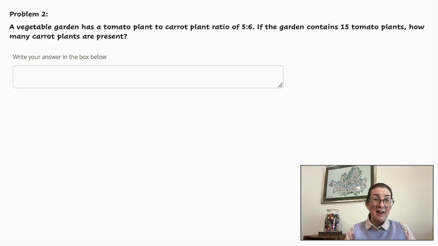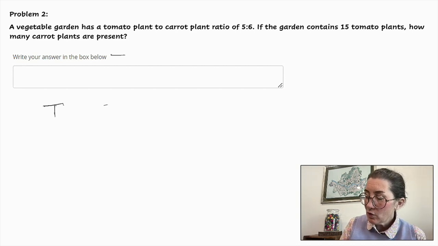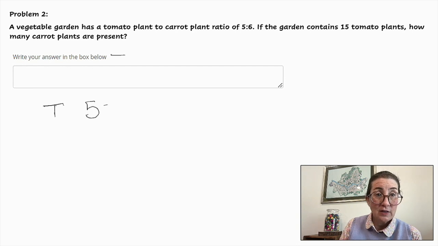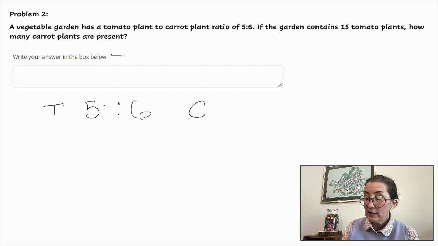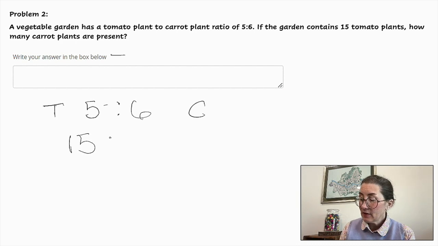Problem number 2. A vegetable garden has a tomato plant to carrot plant ratio of 5 to 6. If the garden contains 15 tomato plants, how many carrot plants are present? Write your answer in the box below, so this is not multiple choice. So let's begin with tomato plants, 5 to carrot plants, 6. And we know we have 15 tomato plants. So how many carrot plants are there?